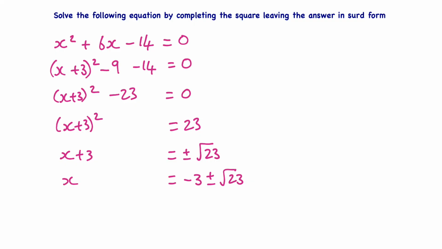So our answers will therefore be x is minus 3 plus root 23 and x is minus 3 minus root 23. In an exam, if they've left one space for the answer, it's quite acceptable to write it like this. However, if there's 2 spaces, write the answers separately.